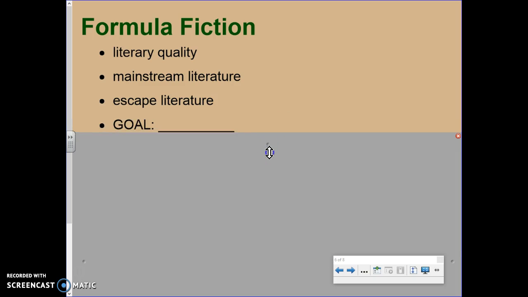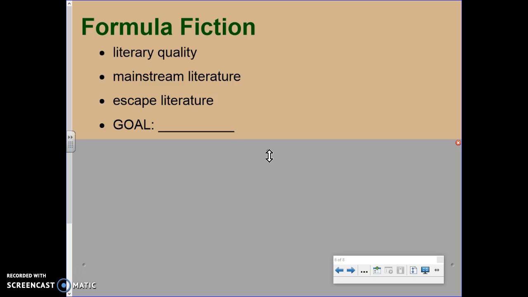I wish they did. Looking at this, and this is discussed on page 24, the main goal in formula fiction is to be sold. It's to make money. So that's why it's mainstream. That's why it's escape. That's why it's publicized. That's why it's on Oprah, the top 10 New York Times book list. People do this to make money. So they have the formulas, they fit the formula, they follow it so that they have that one goal of being sold.